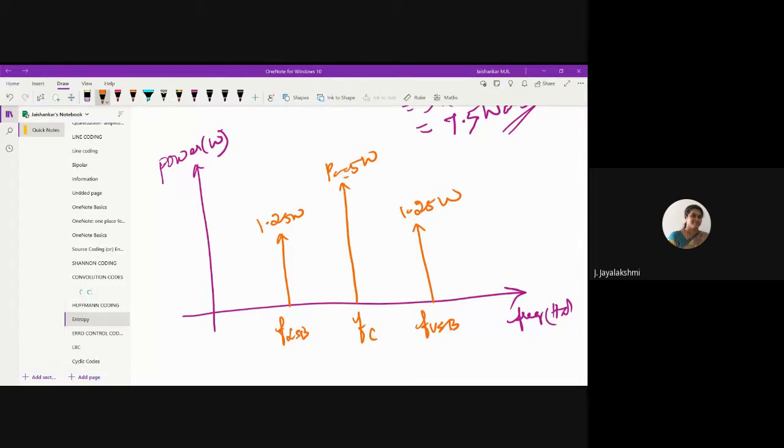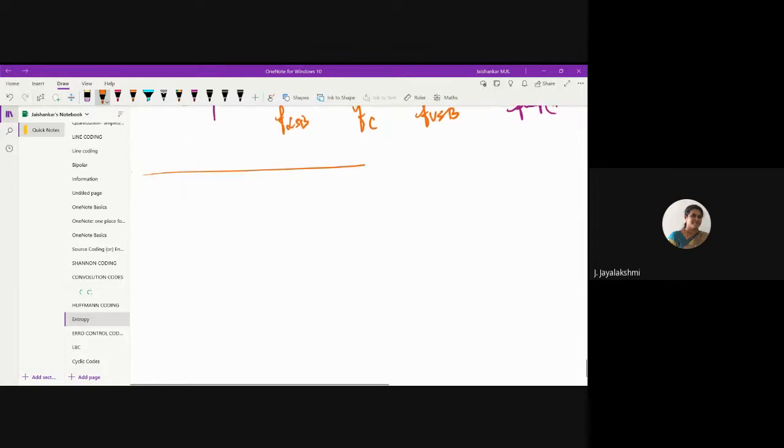Next is another problem. An AM signal of double sideband full carrier is transmitted with an unmodulated carrier power of 100 watts. So the unmodulated carrier power is nothing but your carrier power. So it is 100 watts.